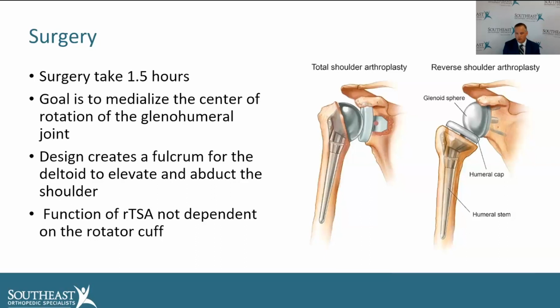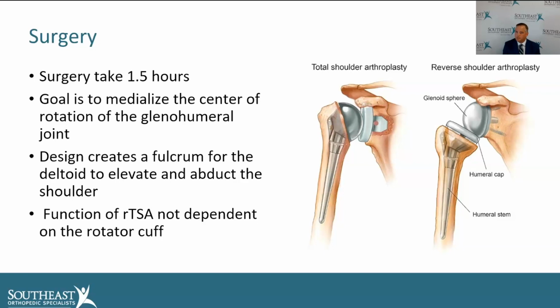So what does all that look like? Comparing that to a total shoulder, which is pretty easy to understand, it's just replacing what you have in a normal shoulder. This is what a reverse total shoulder looks like. You can see the glenosphere, or glenoid sphere, in this diagram here, the humeral cap and the stem. What this does is it medializes the center of rotation of the glenohumeral joint and creates a fulcrum that allows the deltoid to elevate the shoulder in the absence of a functioning rotator cuff.